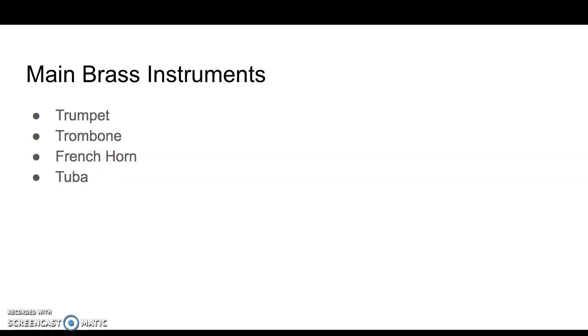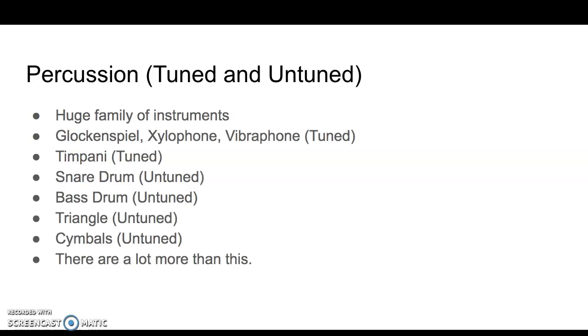Moving on, the main brass instruments: trumpet, trombone, French horn, tuba. Percussion. Just to recall, there are two different types of percussion instruments: tuned and untuned. Quite simply, a tuned percussion instrument is one that you can play a tune on, that has notes. And then untuned percussion is something that doesn't have a note. Examples of tuned percussion instruments, as you can see there, are the glockenspiel, the xylophone, the vibraphone, and timpani, otherwise known as kettle drums, although not so much anymore. That's an older definition. And then untuned instruments: the snare drum, the bass drum, the triangle, the cymbals.